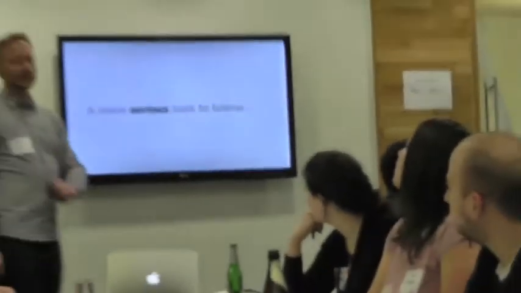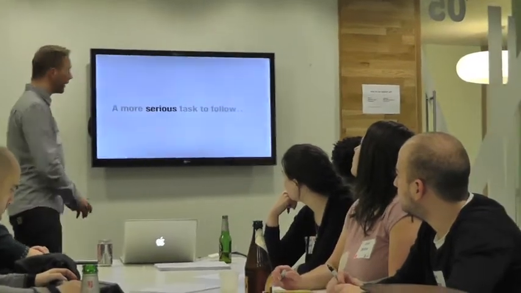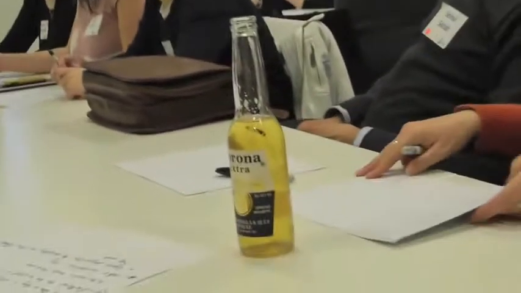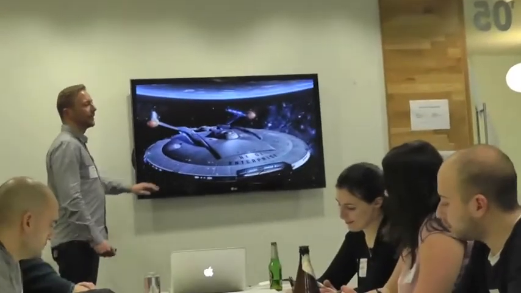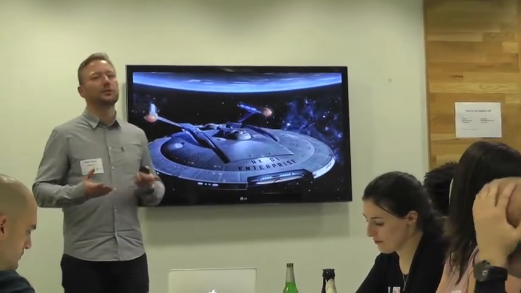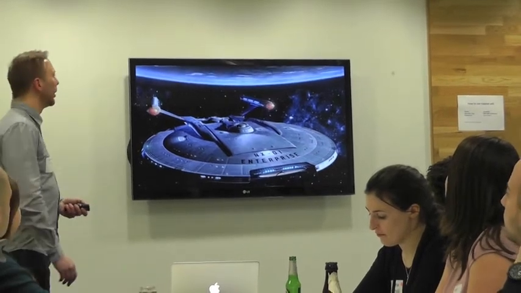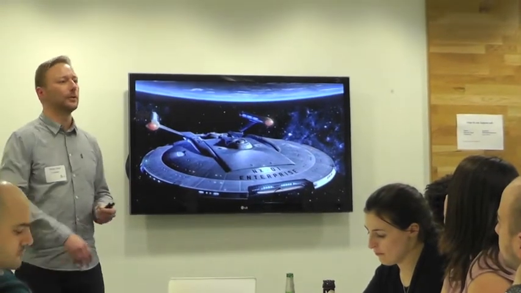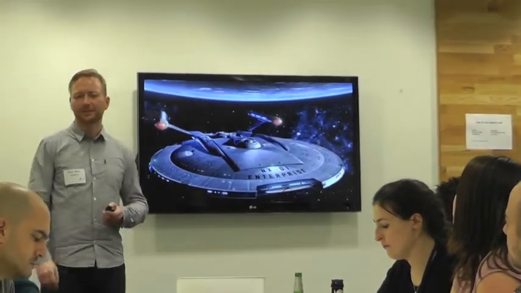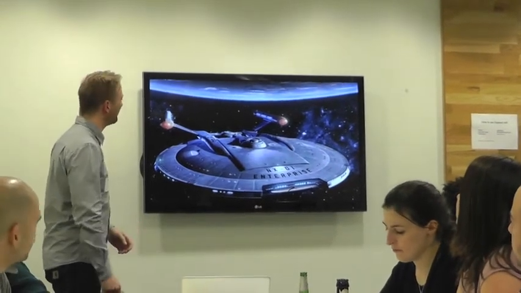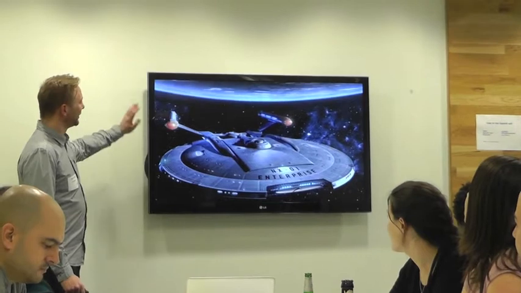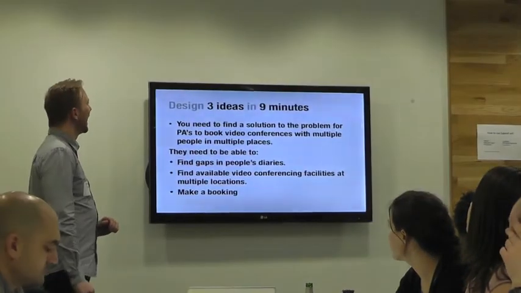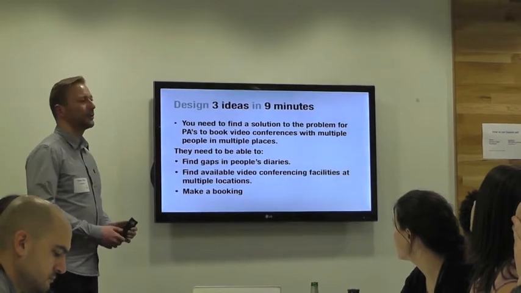Now, this one is actually to take us straight out of our comfort zone, a design thing for Star Trek. The idea here is that you take a specific part of your project and you say, what would that look like in 500 years? So we are on the USS Enterprise, right? And I give you a new task. This is a bit more of a serious task.